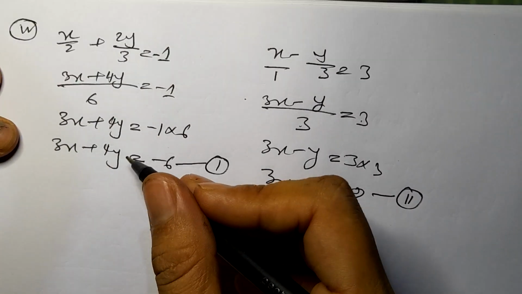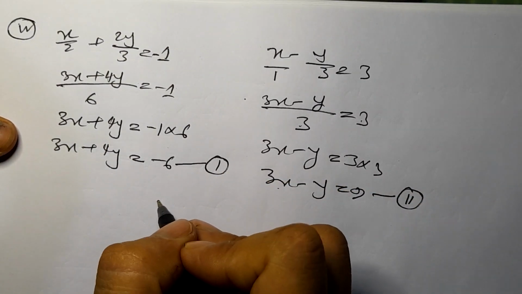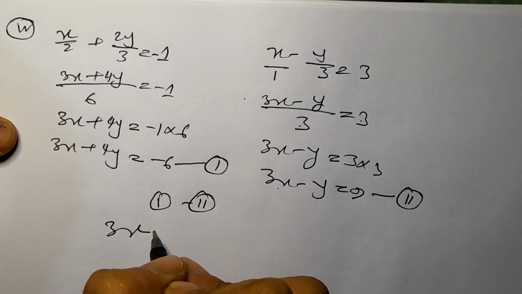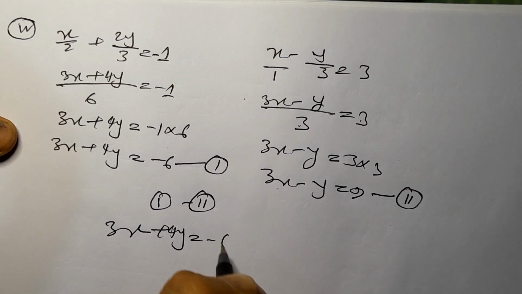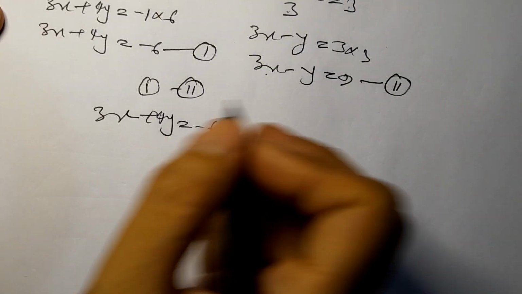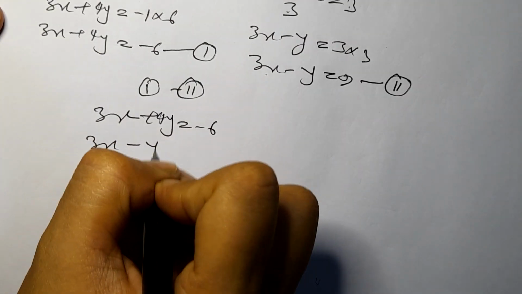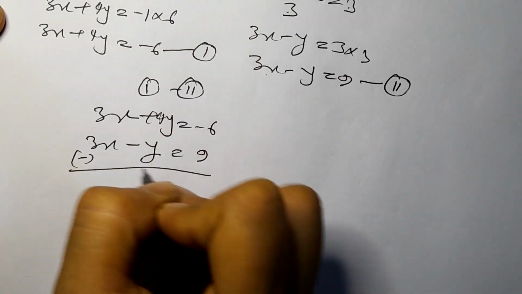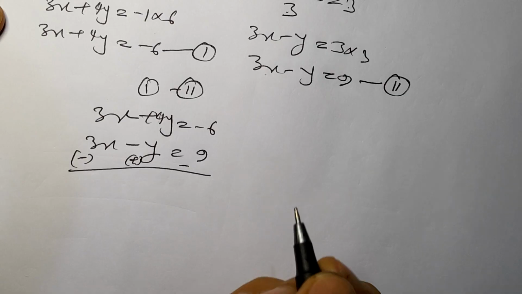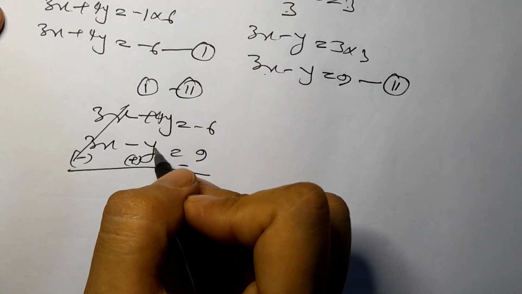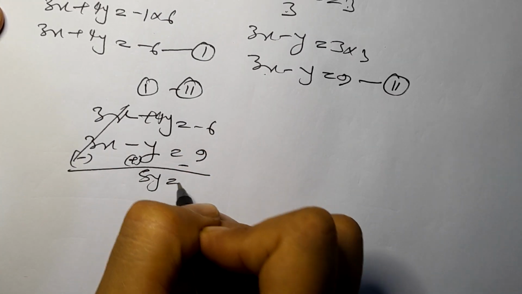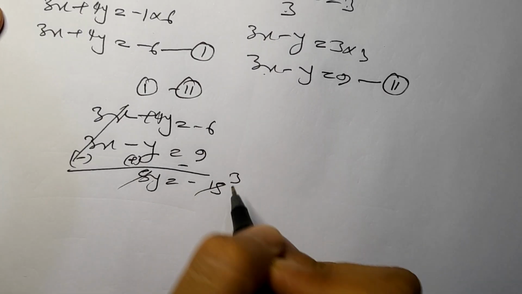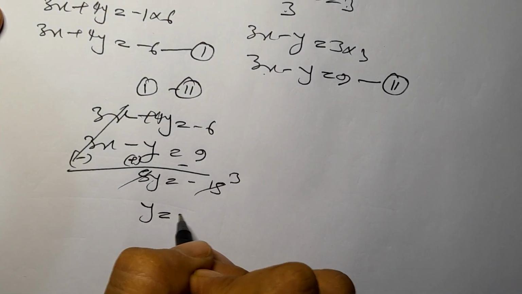Now see here, the coefficients of x are the same and the sign is the same, so we subtract equation 2 from equation 1. Write equation 1 first: 3x plus 4y equal to minus 6. Now the second equation, 3x minus y is equal to 9. Change the signs: it will become minus, plus, minus. So now the 3x is cancelled, and it will become 5y equal to minus 15. So 5 threes are 15, so y equal to minus 3.